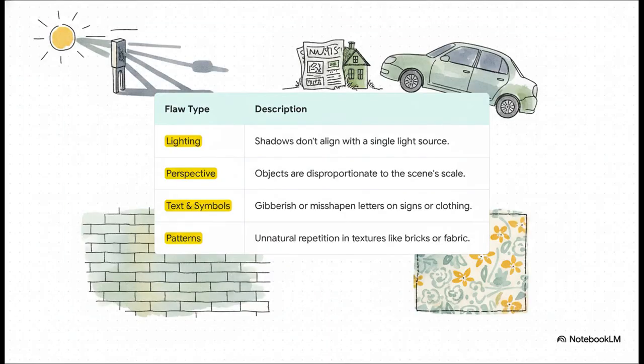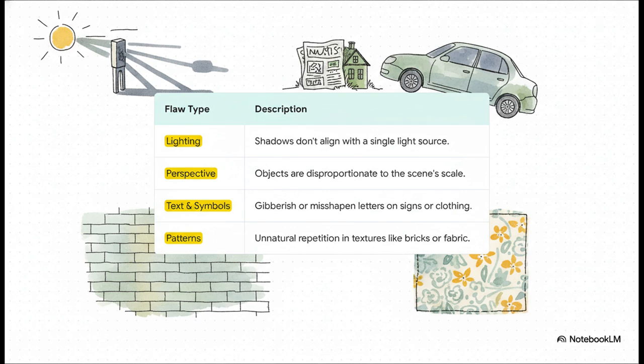And here are the big four inconsistencies you should be hunting for. First up, lighting. Do the shadows actually match the light source, or are they all pointed in crazy directions? Second is perspective. Do things just look off, like a car in the background that's somehow way bigger than a house in the foreground? Third, check out any text or symbols. AI is notoriously bad at this. You'll see gibberish on signs or t-shirts.